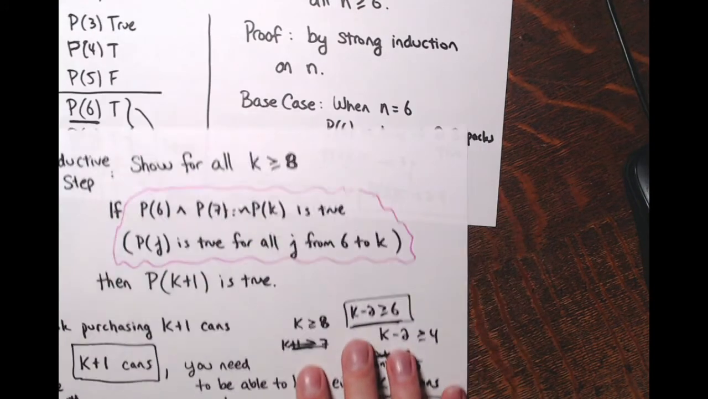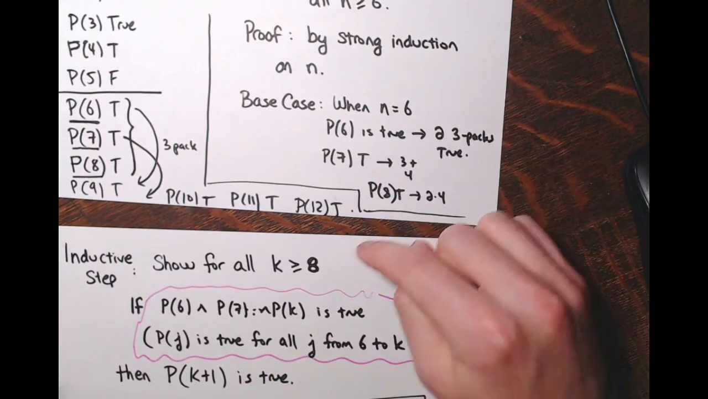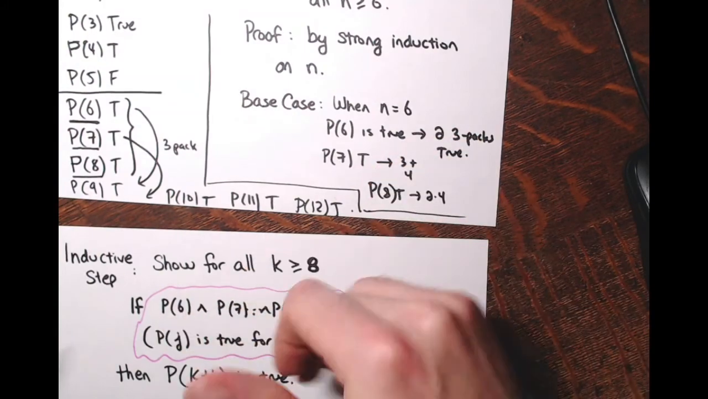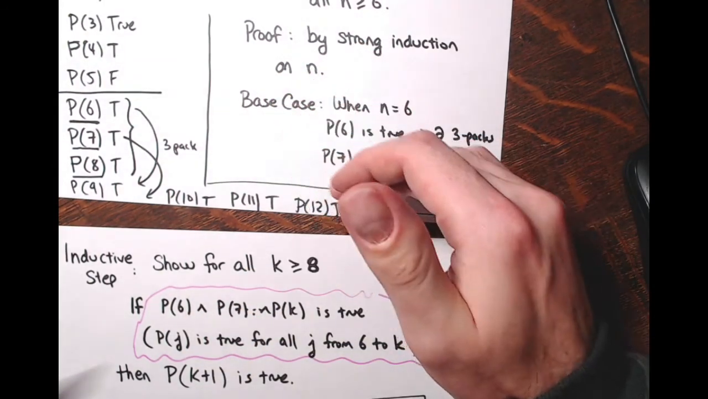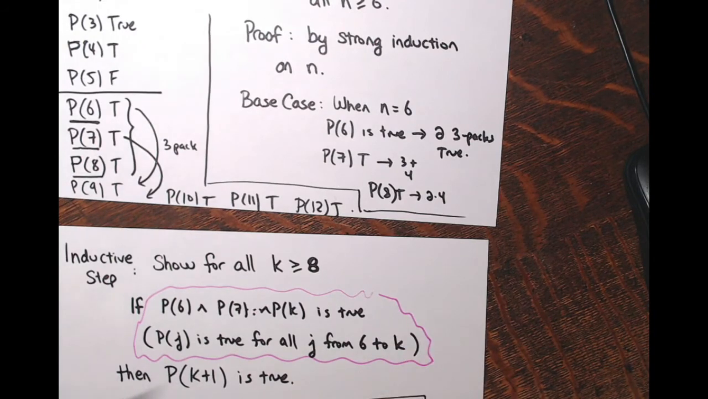So then going back to our, we showed that we could purchase 6, 7, or 8. Then this implies that we could purchase 9. And if we can purchase 6, 7, 8, or 9, this implies that we can purchase 10. And then 6, 7, 8, 9, or 10 implies that we can purchase 11 and 12 and so on, forever, all greater than or equal to 6.